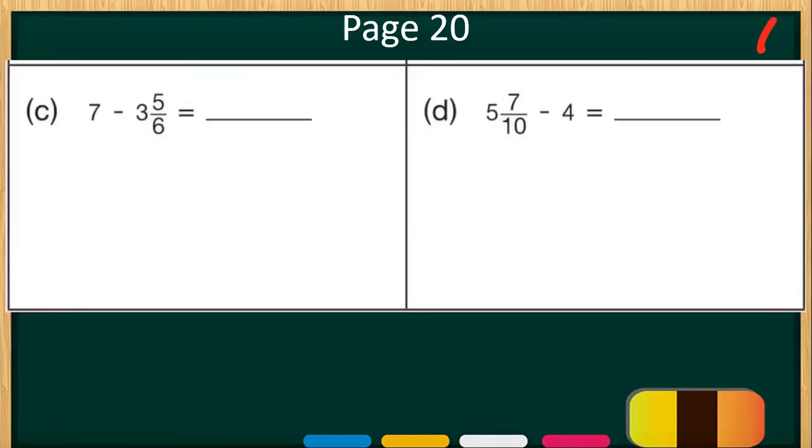Okay, so letter C, 7 minus 3 and 5 over 6 is equals to 4 and 1 over 6. Letter D, 5 and 7 over 10 minus 4 equals 1 and 7 over 10.